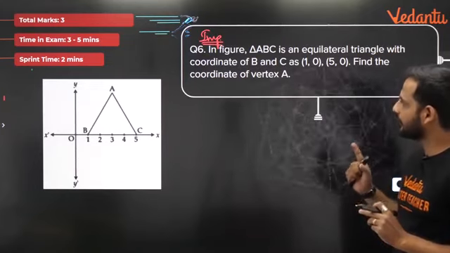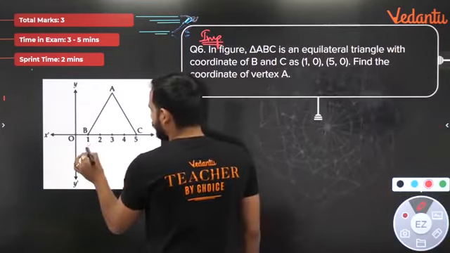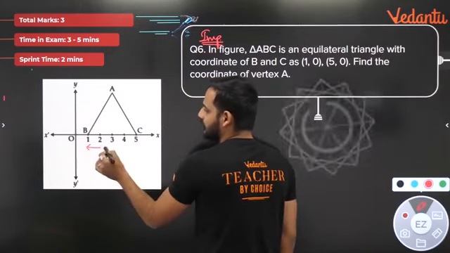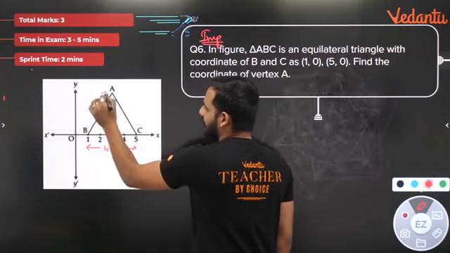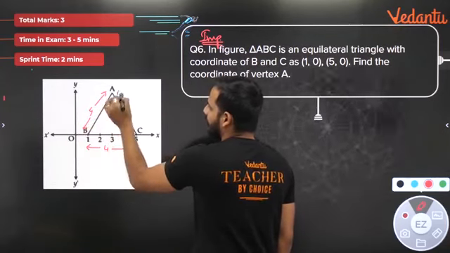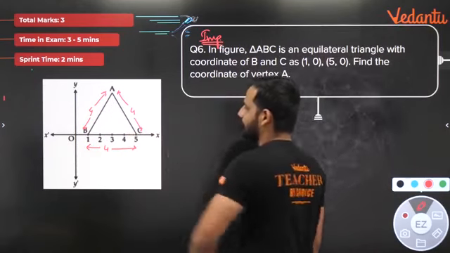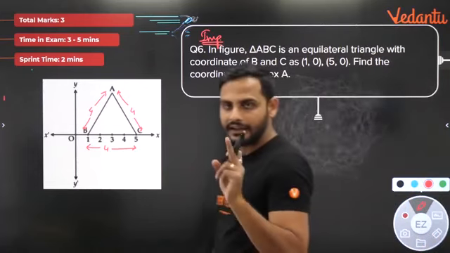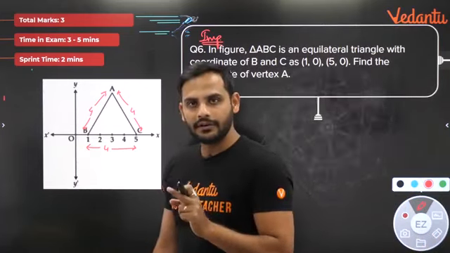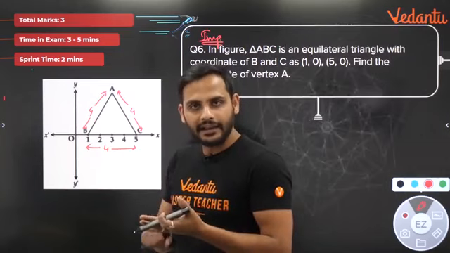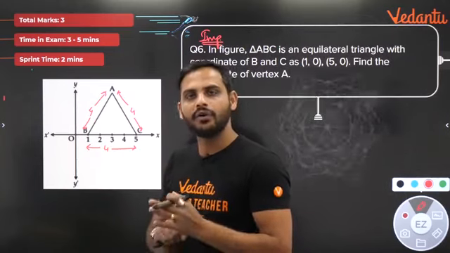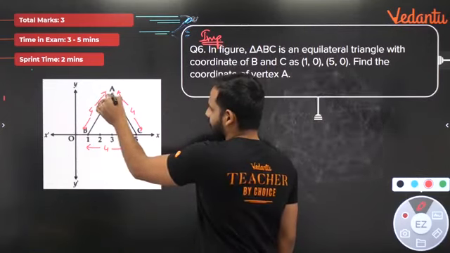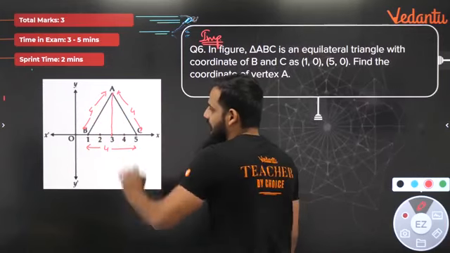They have told us ABC is an equilateral triangle. From here to here, OC is 5, OB is 1, so BC will be equal to 4. That means AB is also equal to 4 and AC is also equal to 4. Now, we know that in an equilateral triangle, the median, angle bisector, perpendicular bisector, all are the same line. So from A, if I drop a perpendicular, it will directly meet at the midpoint.